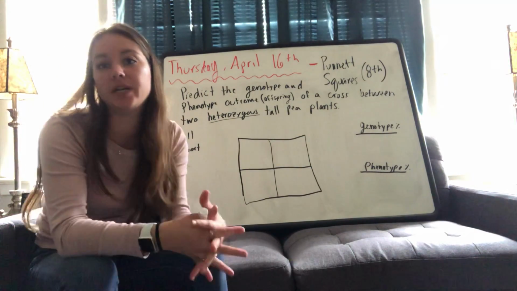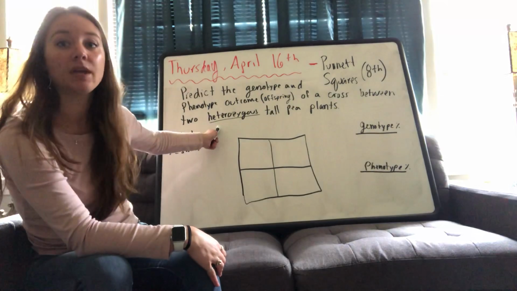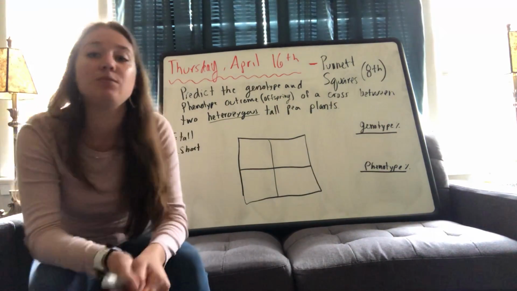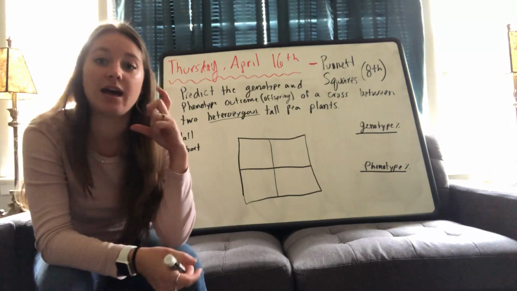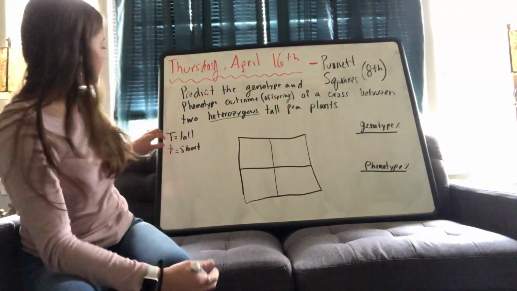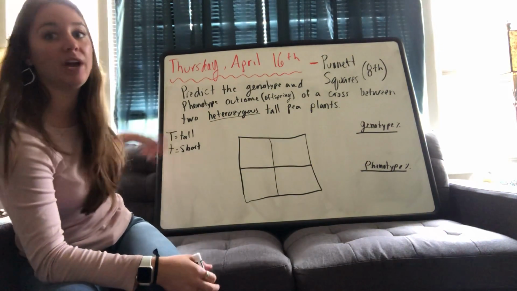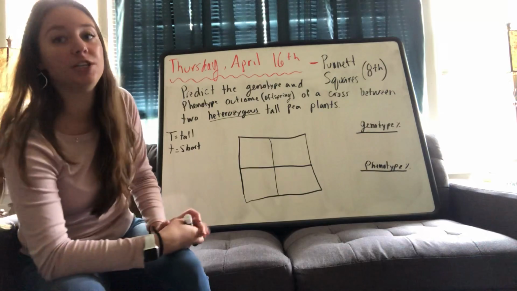So the first word that we need to look at here to figure out what we need to do is the word heterozygous. A heterozygous cross is going to mean that the trait has the dominant and the recessive attached to it. So for this case, big T meaning tall, little t meaning short, we're going to have a big T, little t for each of these.